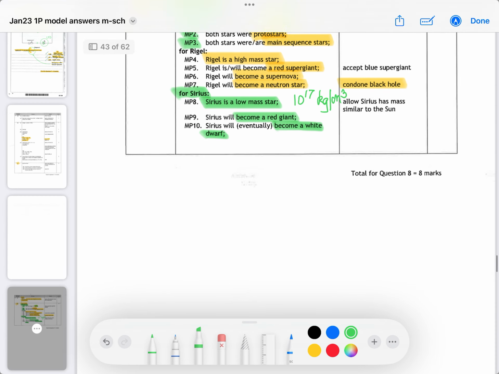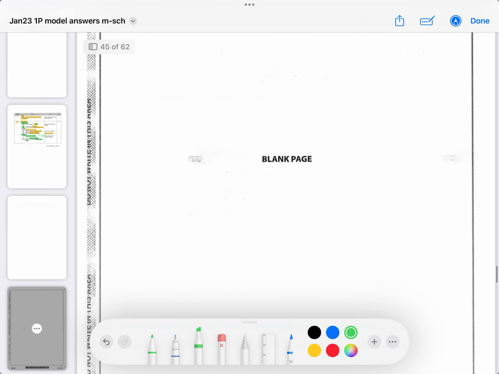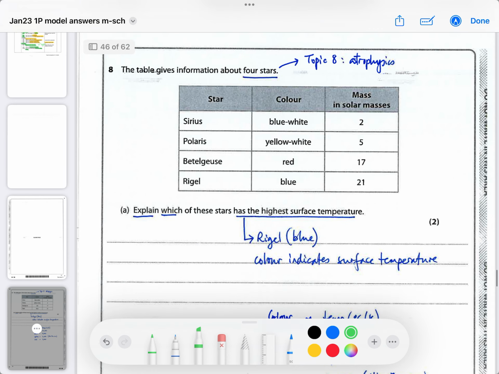It's only 8 marks, and it's from topic 8, Astrophysics. Okay, so let's see what the wording of the question is. So first of all, they give you a table, and it gives information about 4 stars, and we just went through Sirius, which has 2 solar masses, and it will follow the same path that our sun is going to follow, and Regal, which has 21 solar masses. Now you can also notice that the color of the star is blue over here, and Sirius is blue-white.